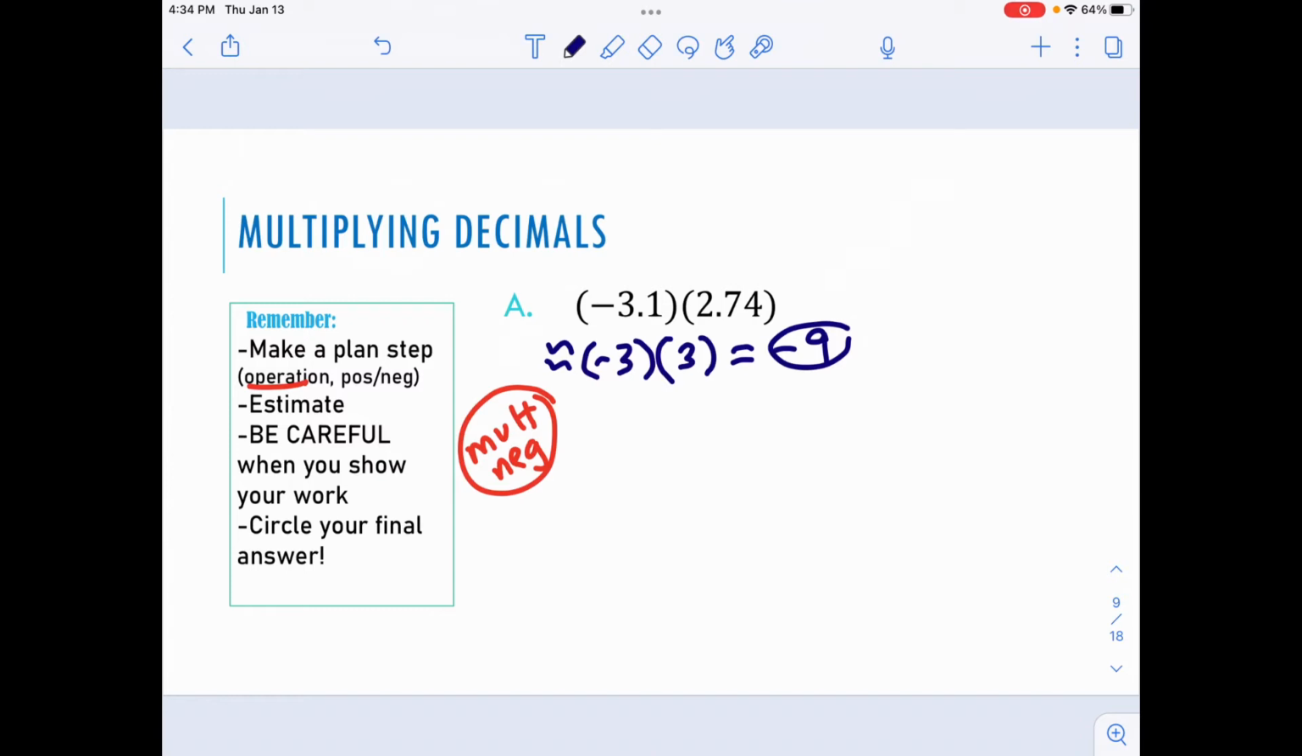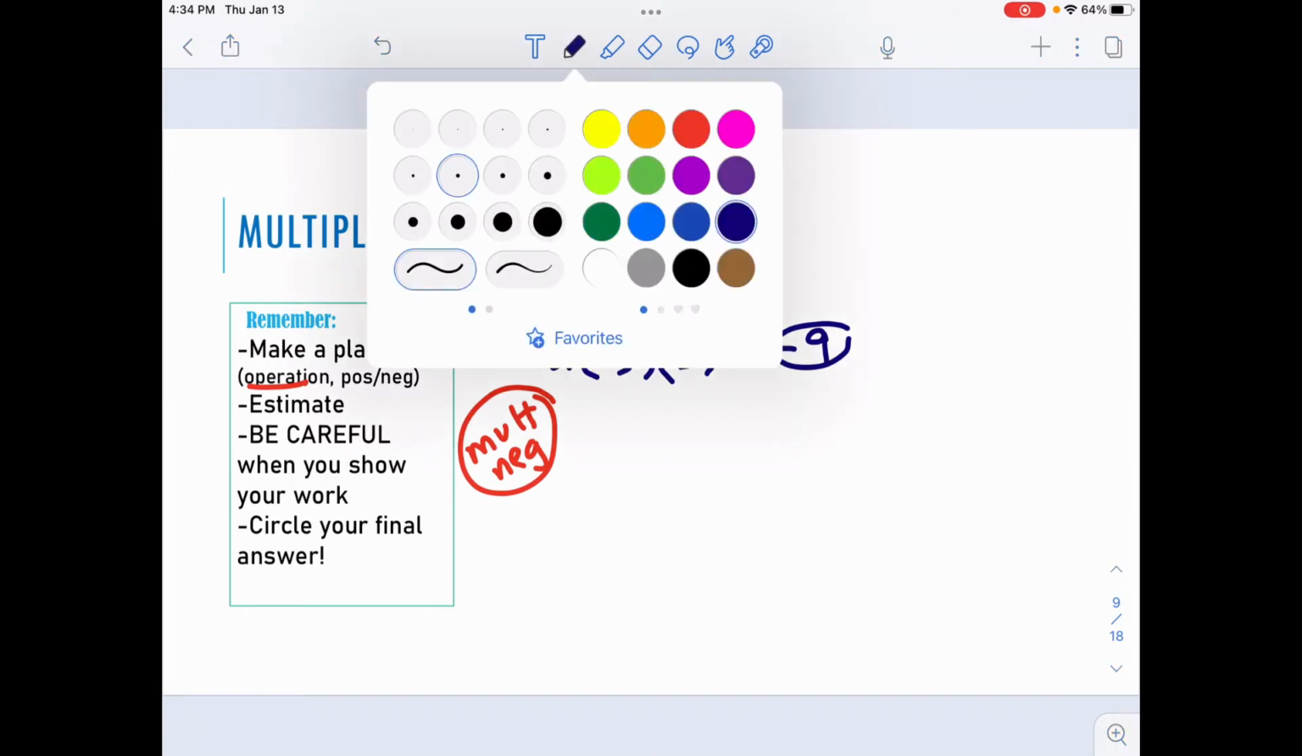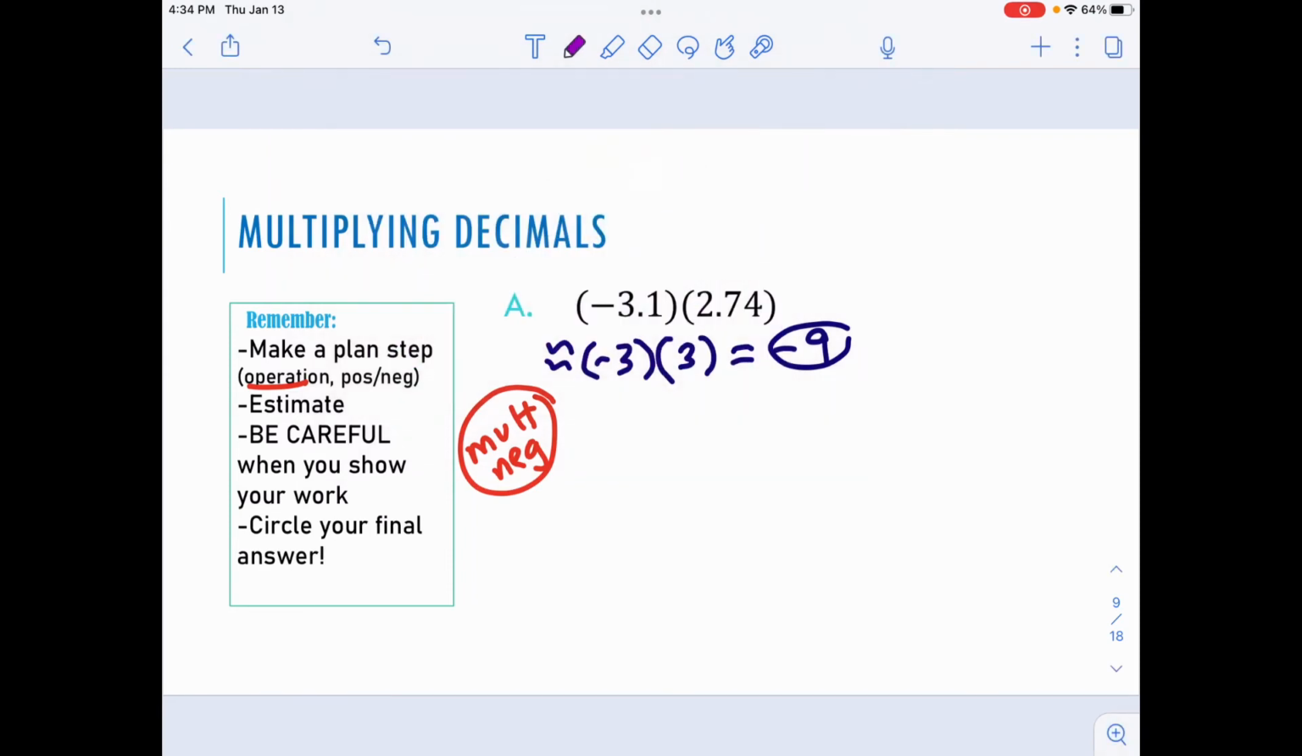All right, so after we create a plan step, let's start multiplying these. So remember, we always put the one with the larger number of digits on top. So in this case, 2 and 74/100 should go on top because it has 3 digits compared to 3 and 1/10. Remember, when multiplying, we do not line up that decimal point. All right, so once again, if you need to, just really think about this in terms of no decimals. So in my brain, I'm really thinking that I'm multiplying this by 100 to make this 274. And over here, I'm multiplying this by 10 to make it 31.